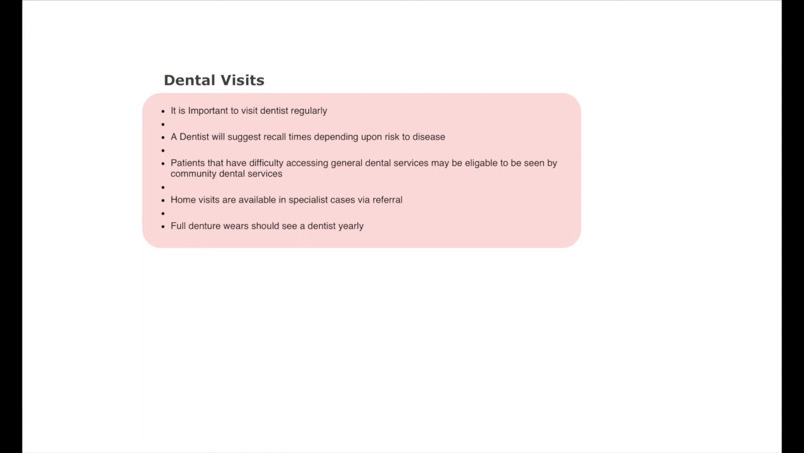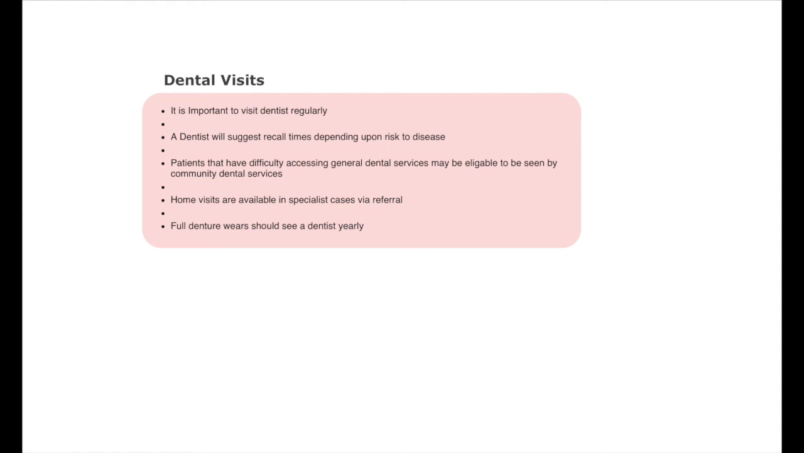Finally, it's really important that the client group does still visit a dentist regularly. They should still have a checkup at least every 6 months, but the dentist will often recommend that frequency depending upon whether they're high risk to dental diseases or not.